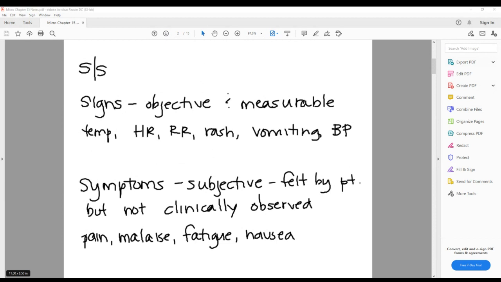These are all things that can be seen by someone else. When we talk about symptoms, they are things that are subjective. They're felt by the patient. The patient can describe them, but they cannot be clinically measured or clinically observed. Pain is a symptom. Not that it's any less important than the signs, those things that can be observed by the healthcare provider, but the healthcare provider can't see pain. They can't see malaise or fatigue or nausea. So symptoms are things that are subjective. They can be important in the diagnosis, depending on where pain is felt or how long the nausea has been going on or how long the pain or fatigue have lasted. So they're not any less important. They just can't be clinically observed by the healthcare provider.